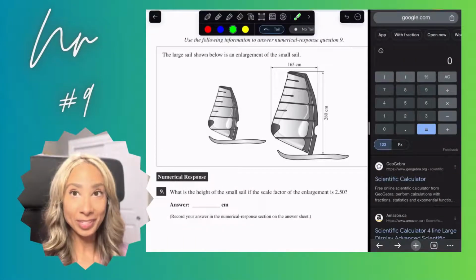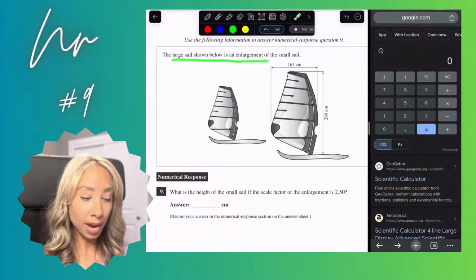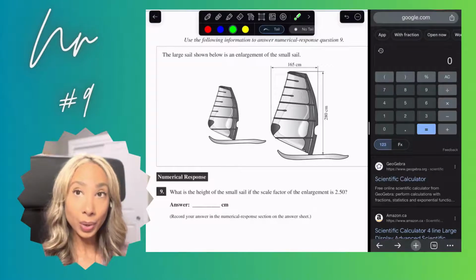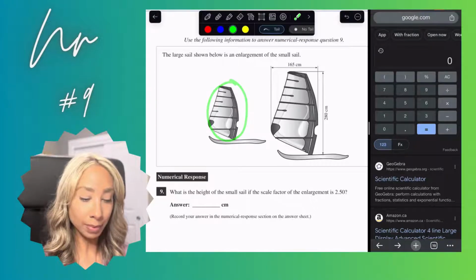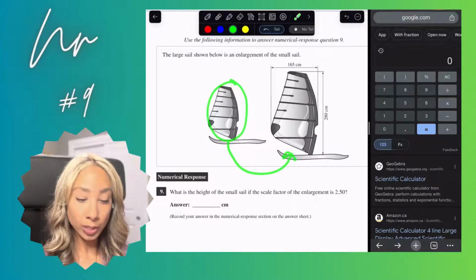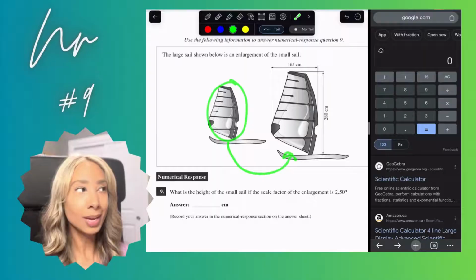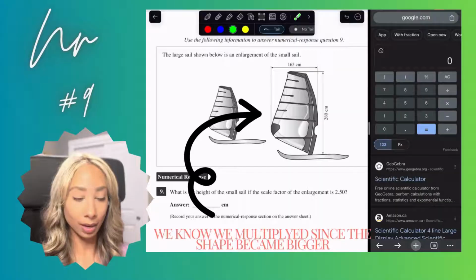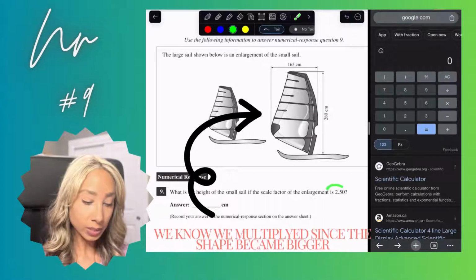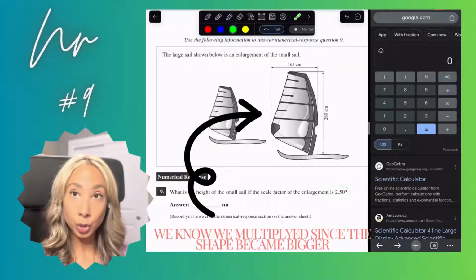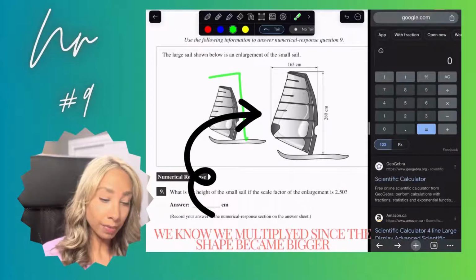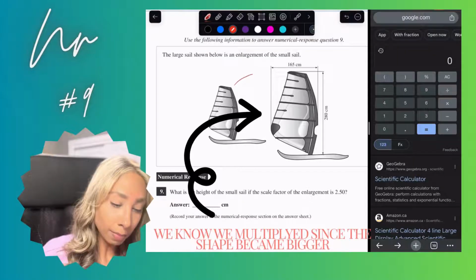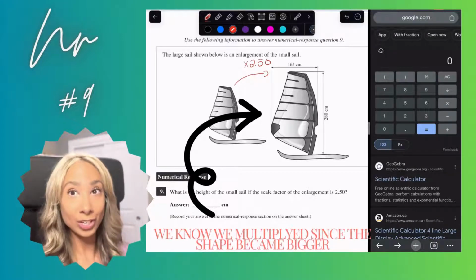Okay, numerical response number 9. So we have a large sail that's shown below, and we know it has an enlargement. So we don't know the dimensions of the original one, but we do know we zoomed in on it or we made it bigger, almost the same way as saying like you looked at a photo and you zoomed in on a photo. We kind of did the same thing here. So what we did though is we did it with a factor of 2.50. That means whatever the dimensions were here, I multiplied the whole thing by 2.50 to get my new enlarged sail.